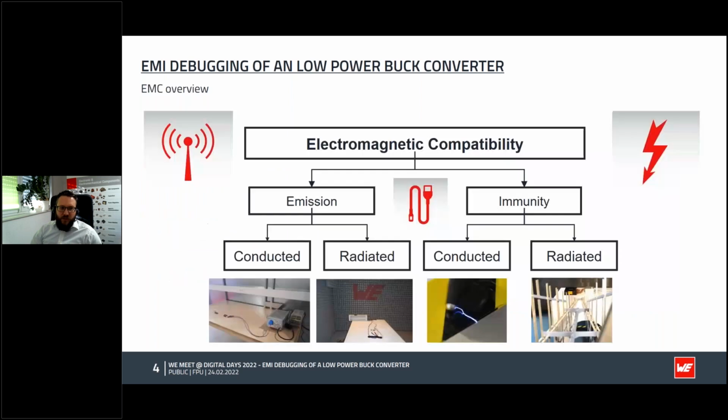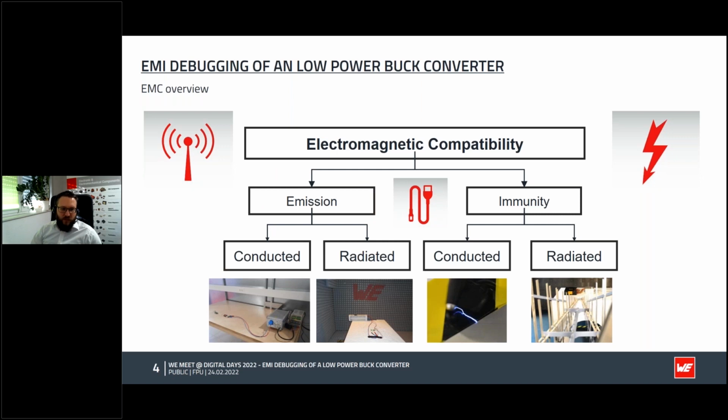As a short recap about EMC, EMI: what is, for example, EMC? Electromagnetic compatibility. There are two tests we are doing in the lab. It's the emission tests and also the immunity tests, and today we are concentrating especially on emission.